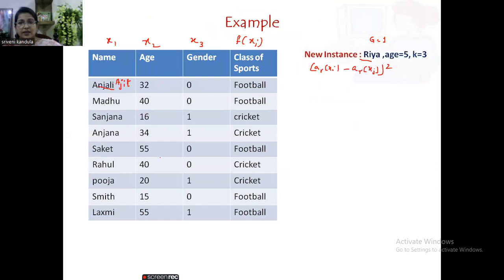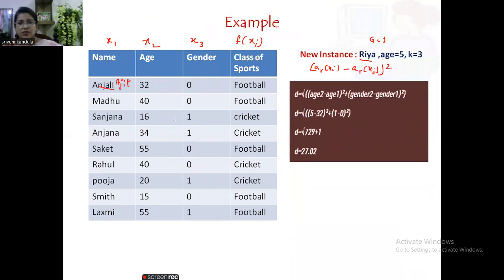Let's calculate that. This is the formula for calculating the Euclidean distance. Age1 I have taken as 5, and age2 I have taken from the data set, that is 32. So (5 minus 32) whole square plus gender2, which is female 1 minus 0, whole square. You can take it either way, either this as age1 and this as age2. That is your choice, because we have a square, it doesn't make much difference.